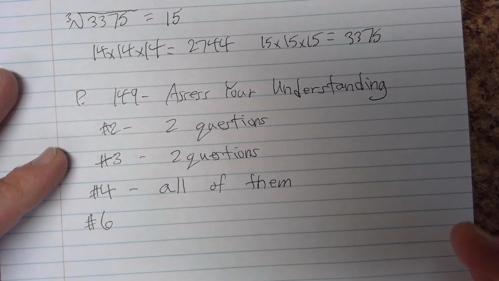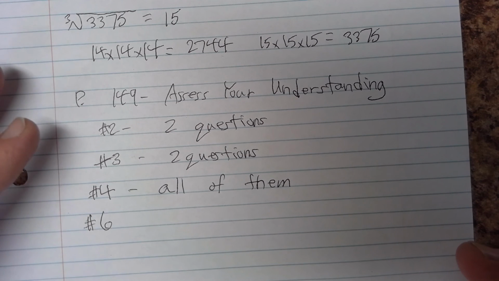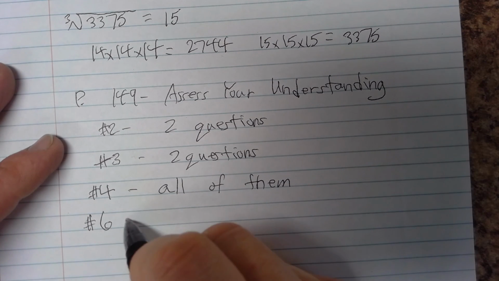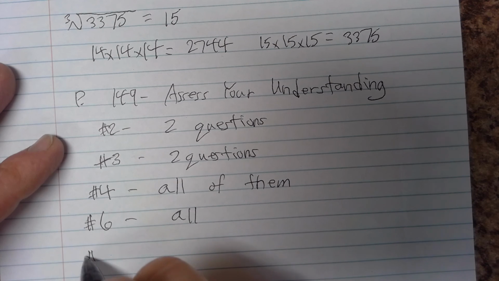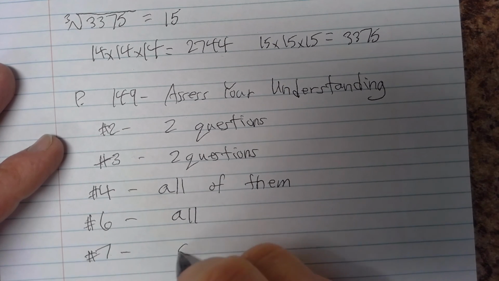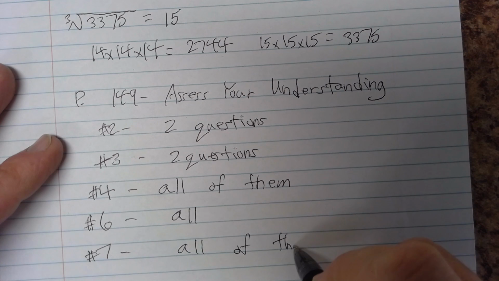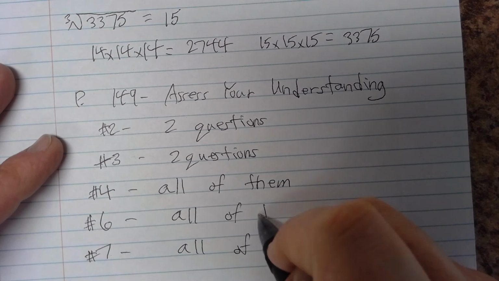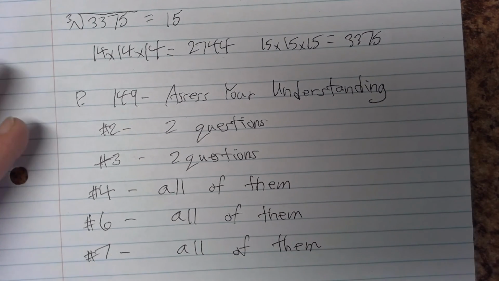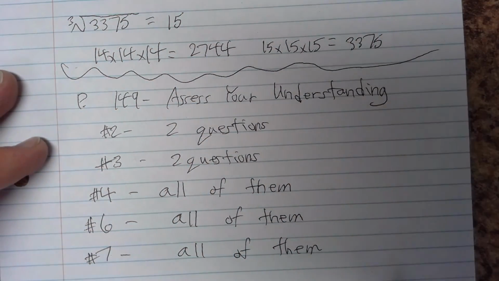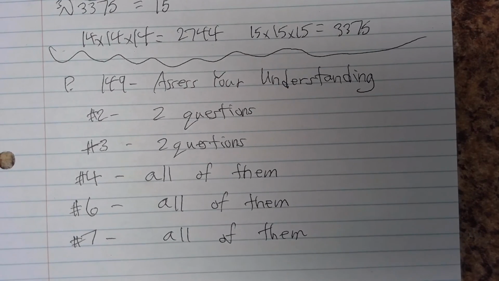Number 6, where you're finding square roots, all of them. And number 7, where you're finding cube roots, all of them. Now, if you've paid any attention at all to the review that I just did, once you start working on page 149, you will very quickly realize that I used some of the questions as examples. So some of the questions you'll be doing on page 149, you will find them in your notes.